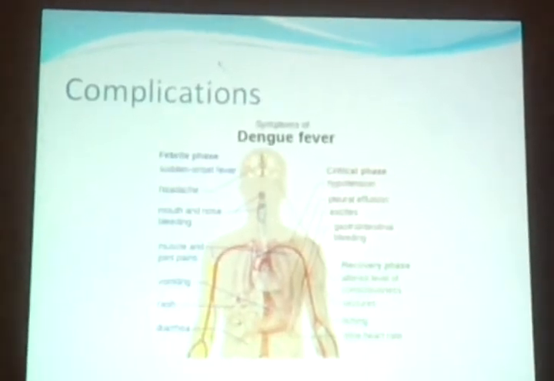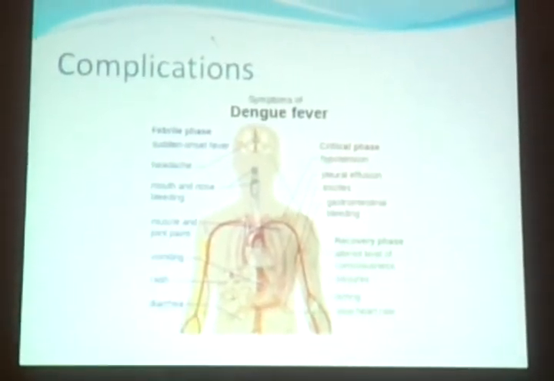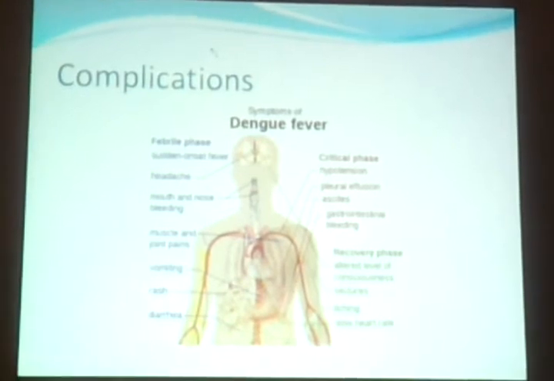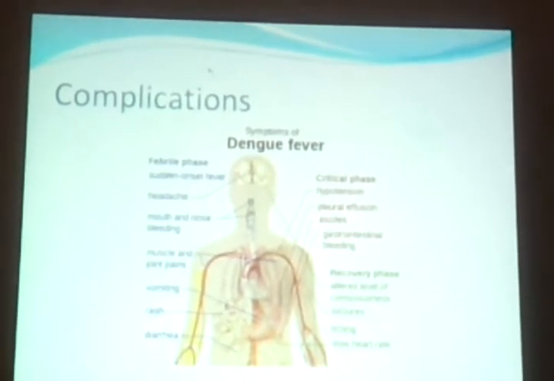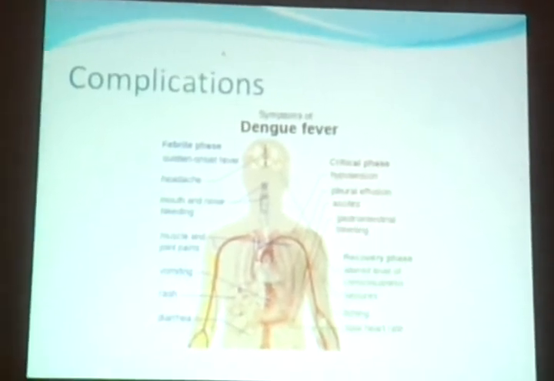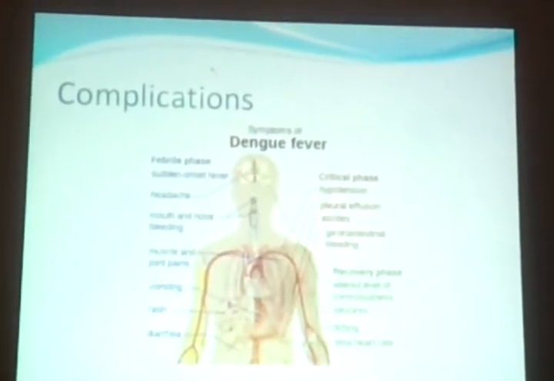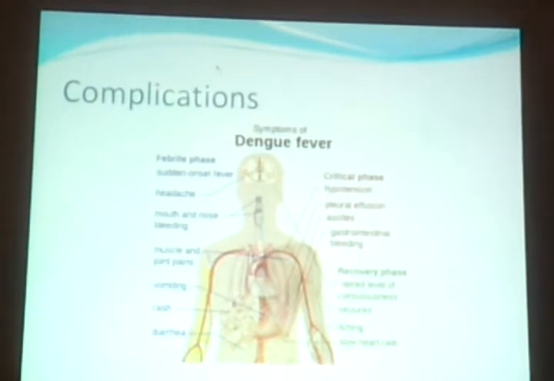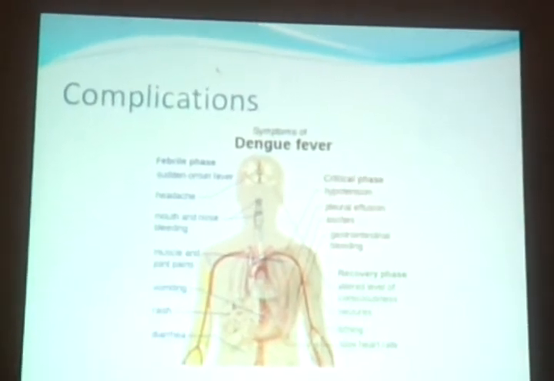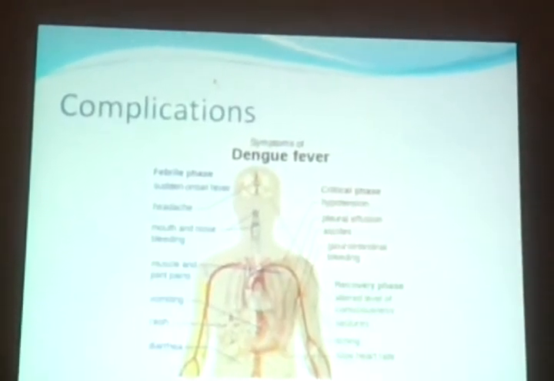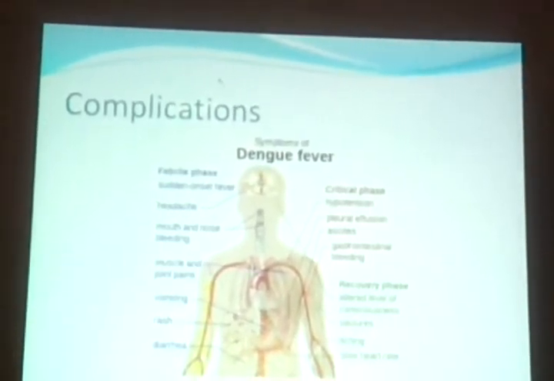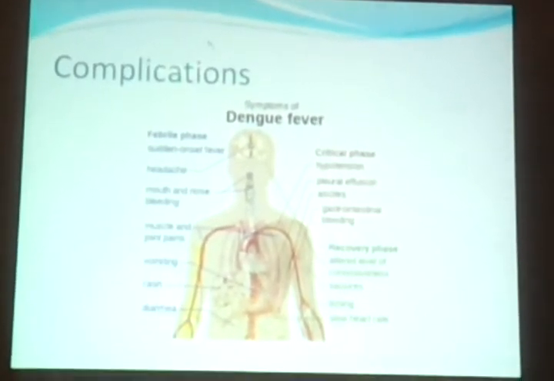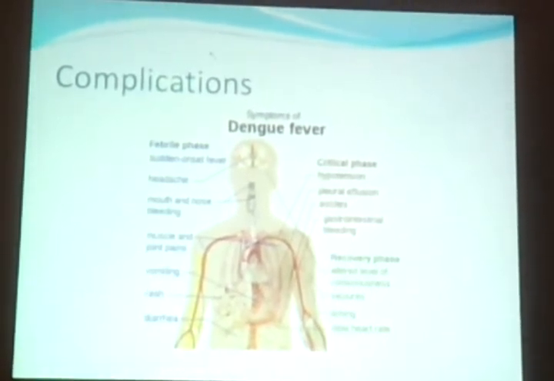Complications, critical phase, of course, you have the hypotension, pleural effusion, gastrointestinal bleeding. So we will concentrate only on these three: hypotension, pleural effusion, gastrointestinal bleeding. Hypotension will lead to death, of course. Pleural effusion is the presence of liquid in the lungs. Okay, so ascites also for the gastrointestinal tract, and of course one of the main complications of dengue fever is gastrointestinal bleeding.